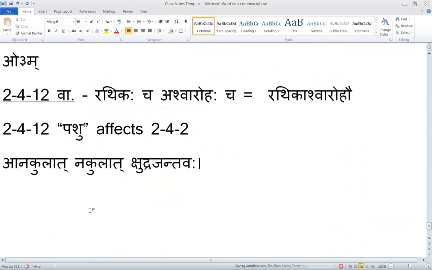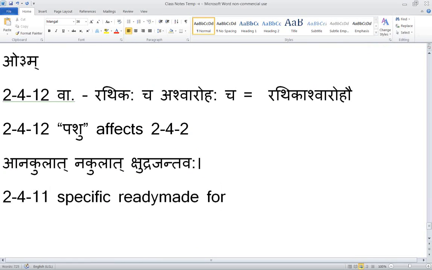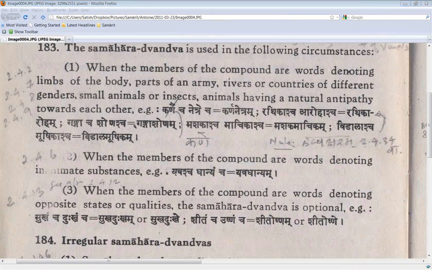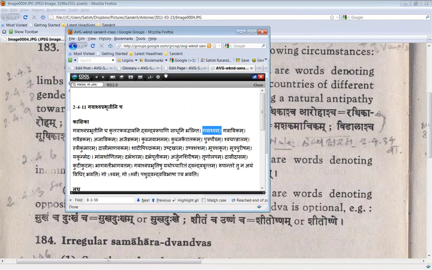So, 2.4.11, just to give you the example: specific ready-made forms, which are in Samahara. So we get Gavashvam, and the other example given is Goshvam. In fact, if you make it Goashvam, then it goes back to the Vibhasha. Gavashvam, Goashvam, you have two forms.